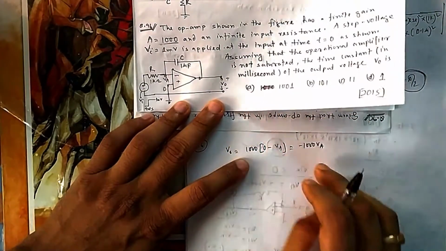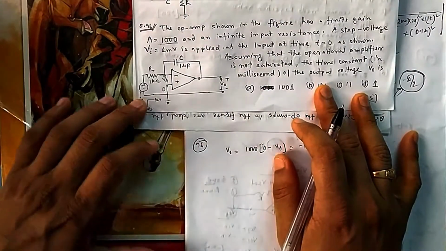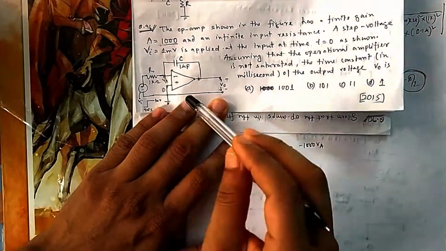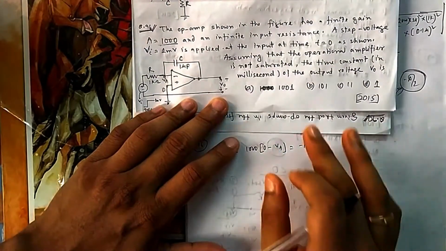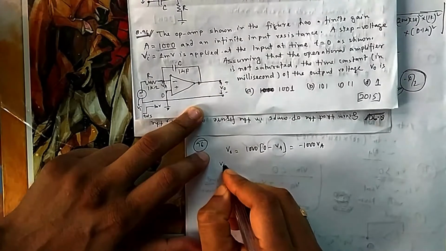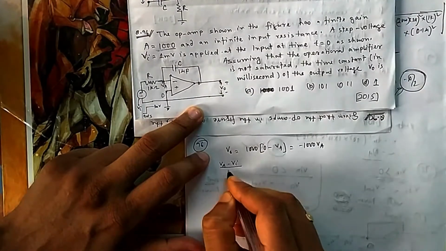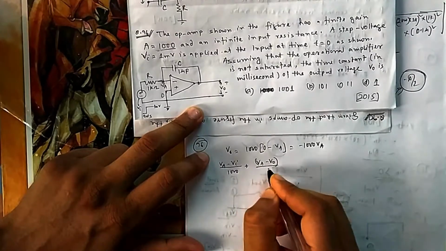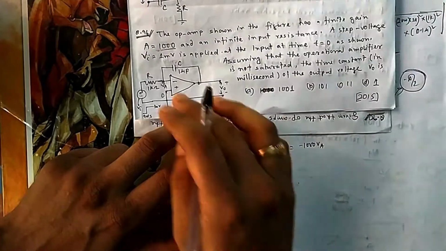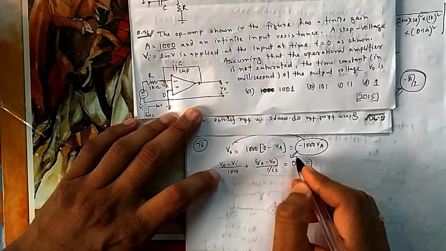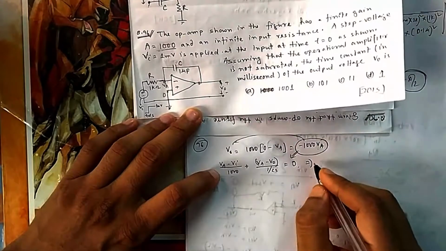But this is coming in terms of VA, and you need it in terms of VI. So for that you can apply nodal analysis at VA. At this point you can apply nodal so that you can find the relation between VA and V0, VA and VI, and finally you will get the relation between VI and V0. So if you take nodal, it will be (VA minus VI) divided by 1000 plus (VA minus V0) divided by 1/CS. I am doing it in Laplace, 1/CS. That is equal to 0.